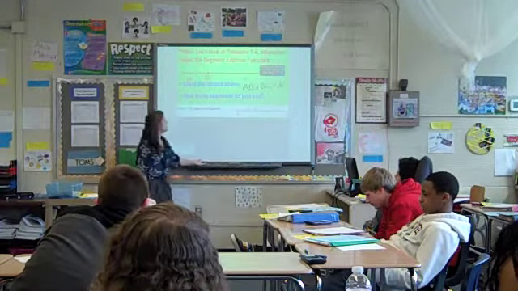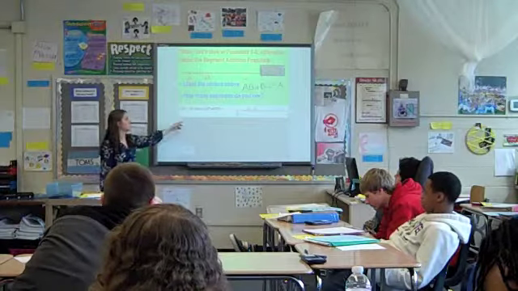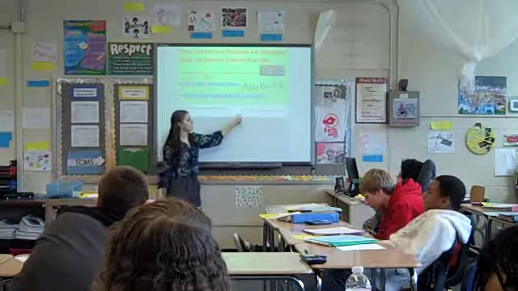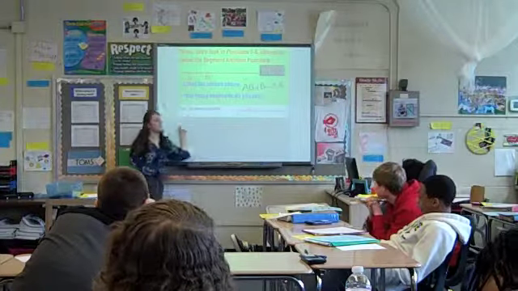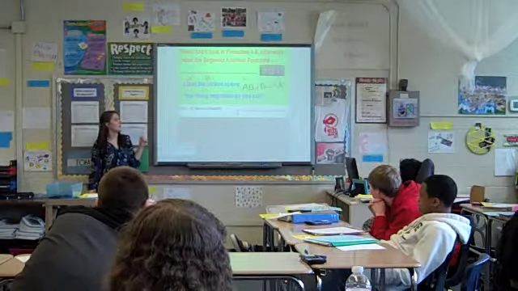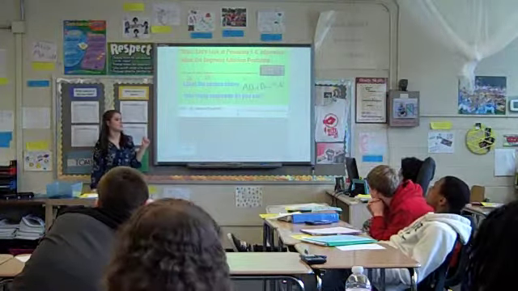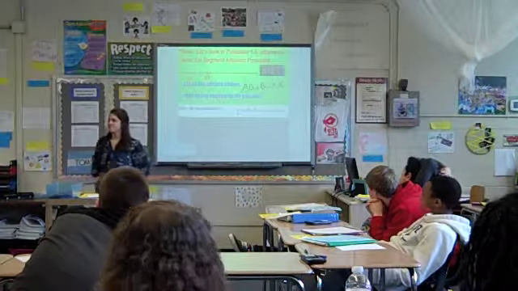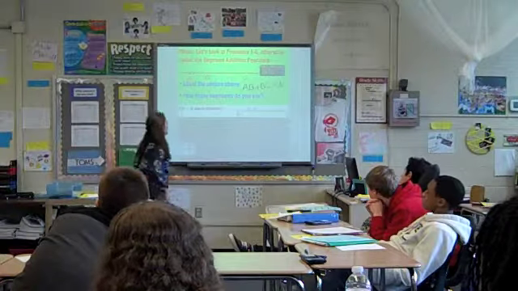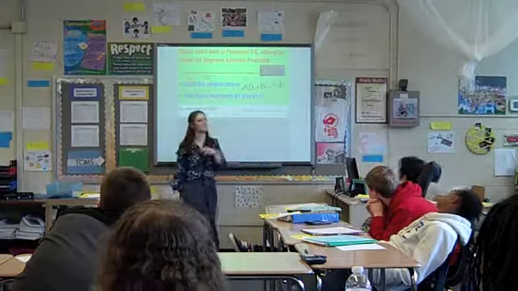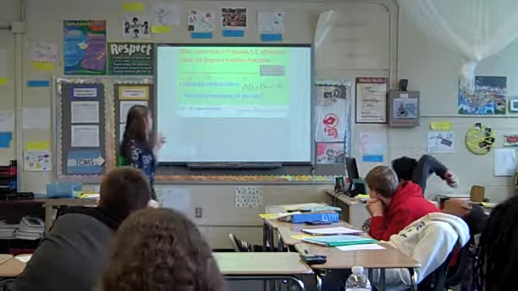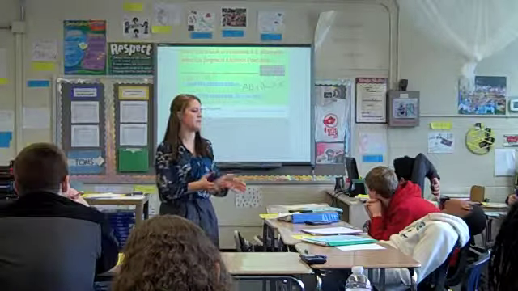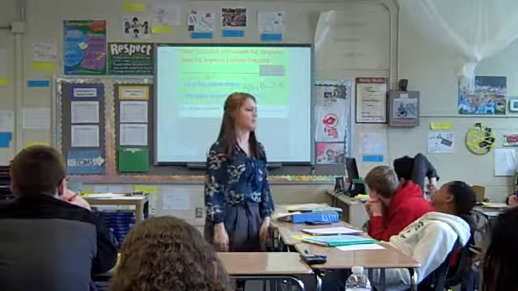So on your papers, I want you to try this. If the length of EG is equal to 59, what are EF and FG? What's the length of EF and FG? EF says 8x minus 14, and then FG says 4x plus 1. Try that on your paper right now.